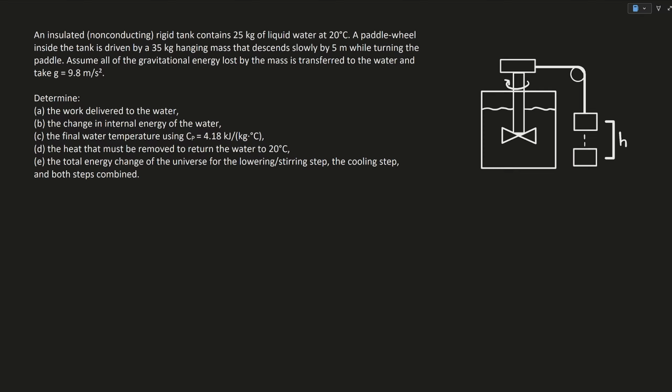Determine the work delivered to the water, the change in internal energy of the water, the final water temperature using Cp equal to 4.18 kilojoules per kilogram Celsius, the heat that must be removed to return the water to 20 degrees Celsius, and the total energy change of the universe for the lowering/stirring step, the cooling step, and both steps combined. Our system is the water in the tank.